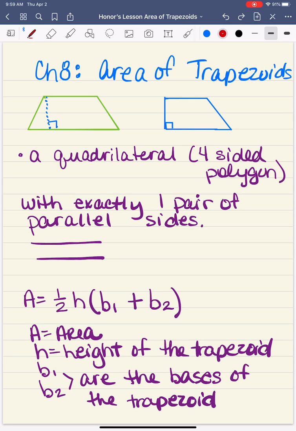So on this first one, the green one, these would be the sides that are parallel, and those are called the bases. So base 1 and base 2. The other part we need to find the area is the height. The height would be this part here that makes a perpendicular angle or a 90-degree angle between the two bases. So on the blue trapezoid, we would have base 1, base 2, because they're parallel to each other, and then the height would be over here, making that 90-degree angle.